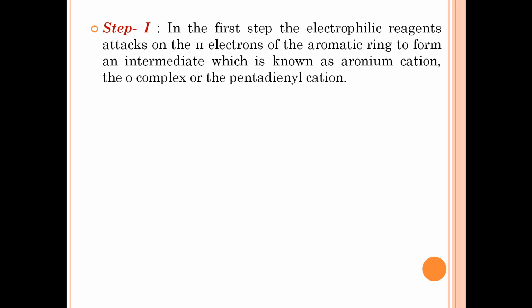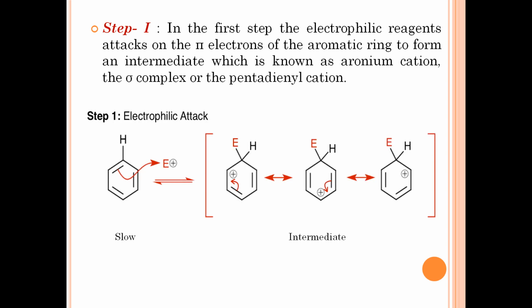You can see in the first step, look at the diagram, look at the mechanism. It clearly shows the electrophilic attack on the aromatic ring and it will form an intermediate which is known as arenium cation, pentadienyl cation or sigma complex. So as I told you, you can see that the intermediate is no longer a benzene structure but an unstable cation with the 4 pi electrons delocalized over the 5 carbons. That is why it is known as the pentadienyl cation.